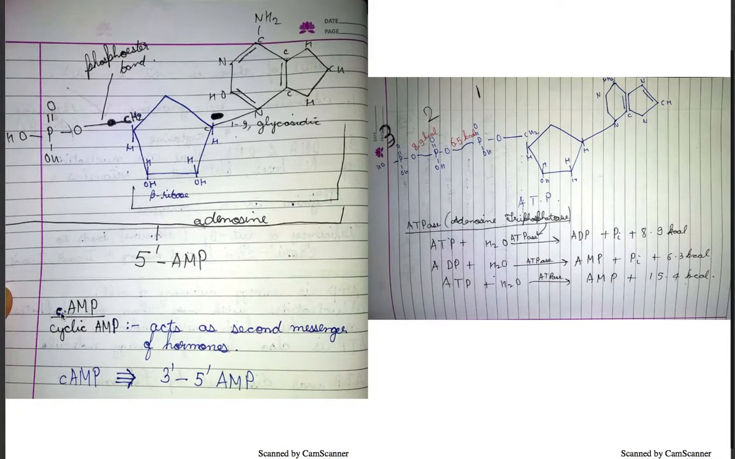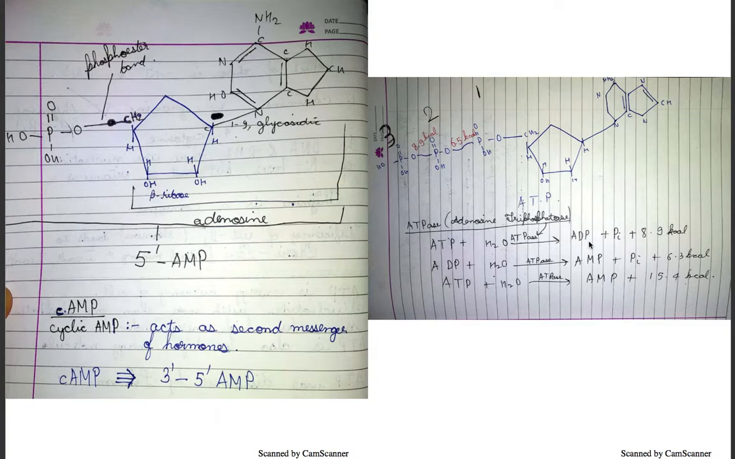Now cAMP stands for cyclic AMP. It acts as a second messenger of hormones. Now cAMP is actually 3 dash 5 dash AMP. Nothing changed, but this OH will join with the third carbon. Okay, C1, C2, C3, C4, and C5. The third carbon here, OH and OH, another phosphoester bond will be formed.